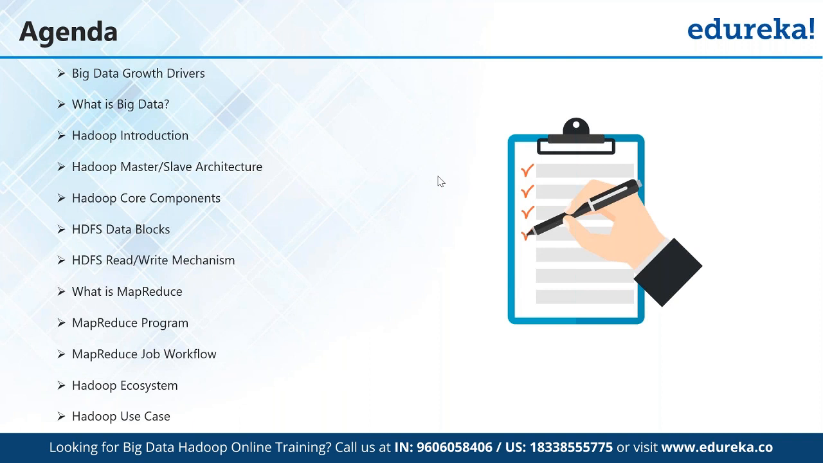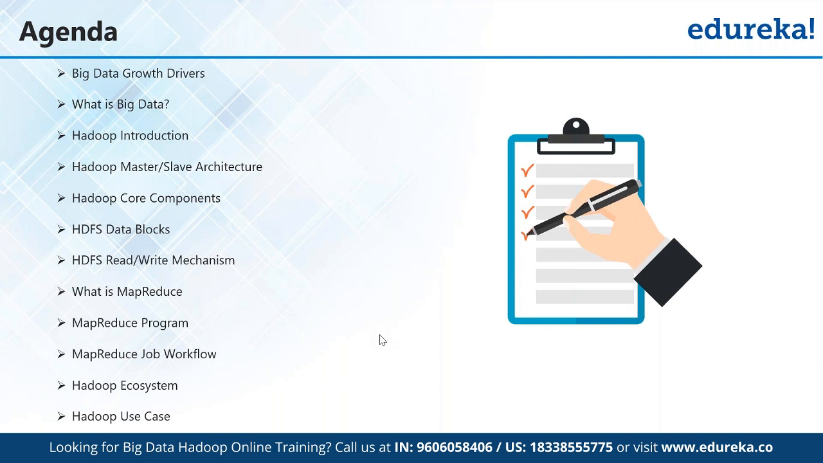So HDFS data blocks, this is where data gets stored. HDFS read or write mechanism: how do you store data, and read data from HDFS? What is MapReduce? Once you have stored data, you have to process it to make some sense of this data. So how do you process big data? That's where the fundamental processing logic, which is MapReduce, comes in.